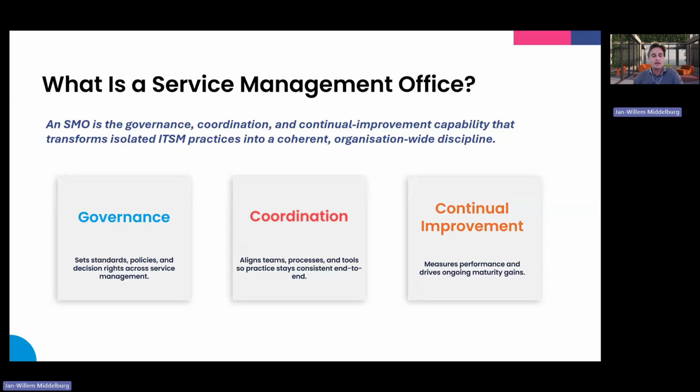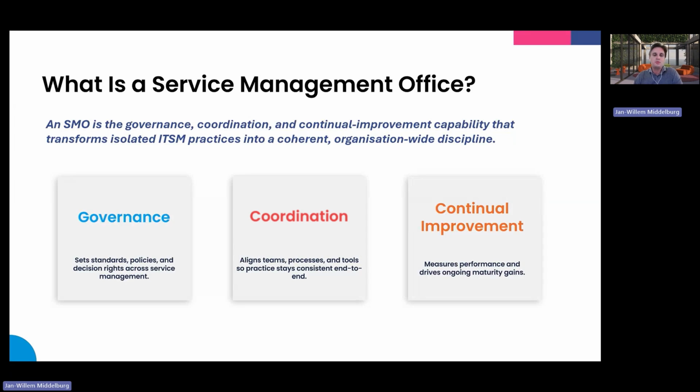Now, I fully understand that might sound vague at this moment, because what do we mean with establishing governance, continual improvements, policies, and standards? Well, think about it this way. A service management office is a team of people that is responsible for ensuring the quality of IT services. And this can be done in a variety of different ways.